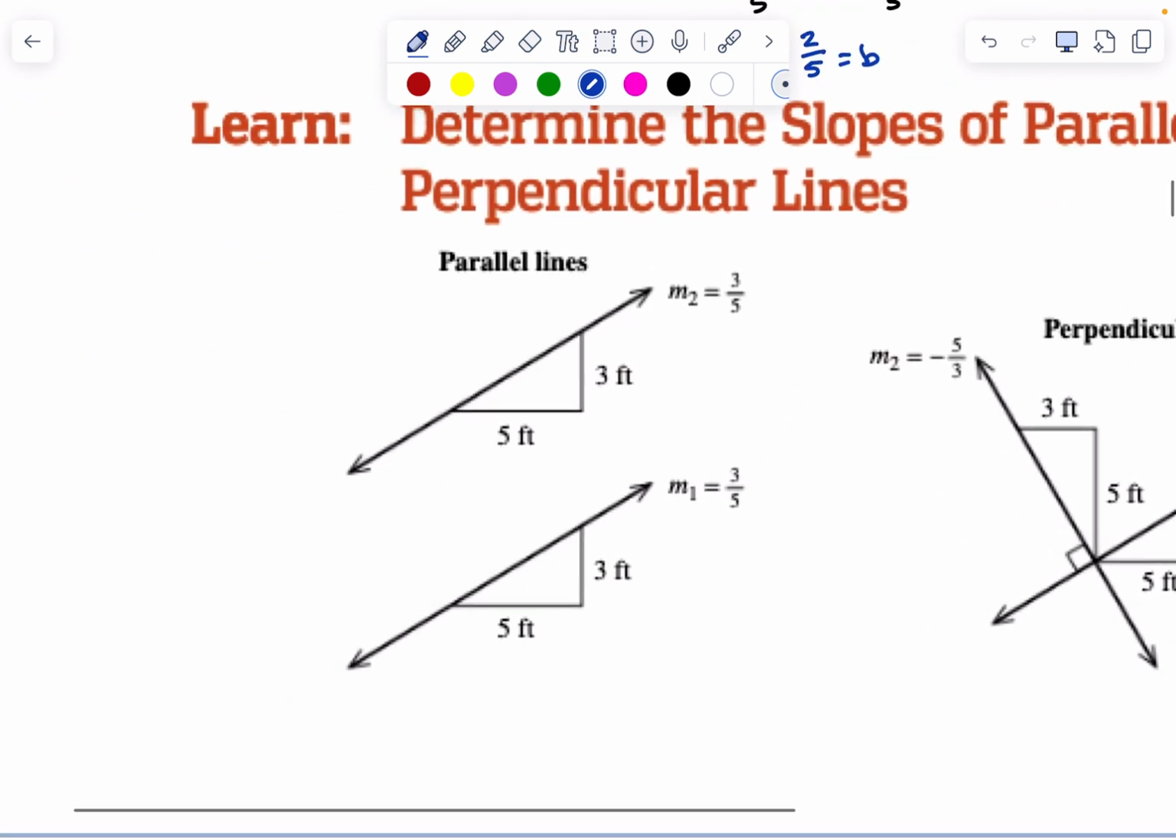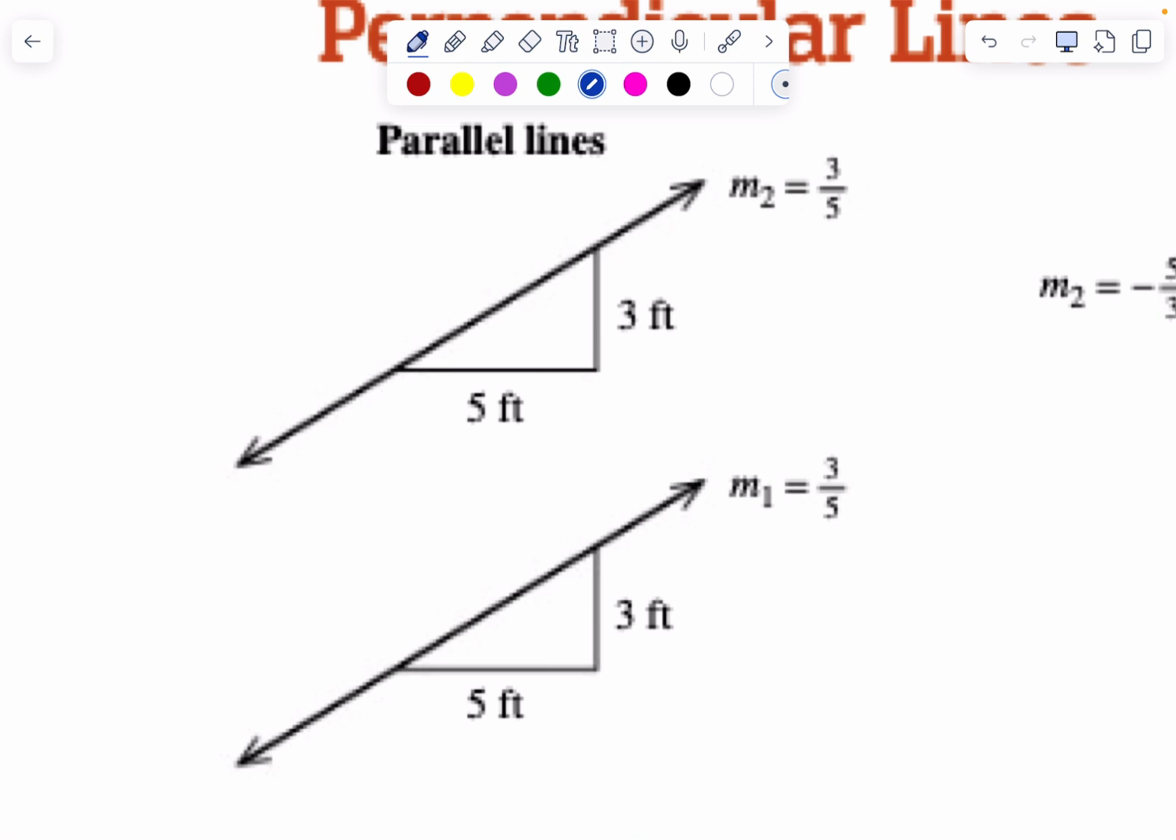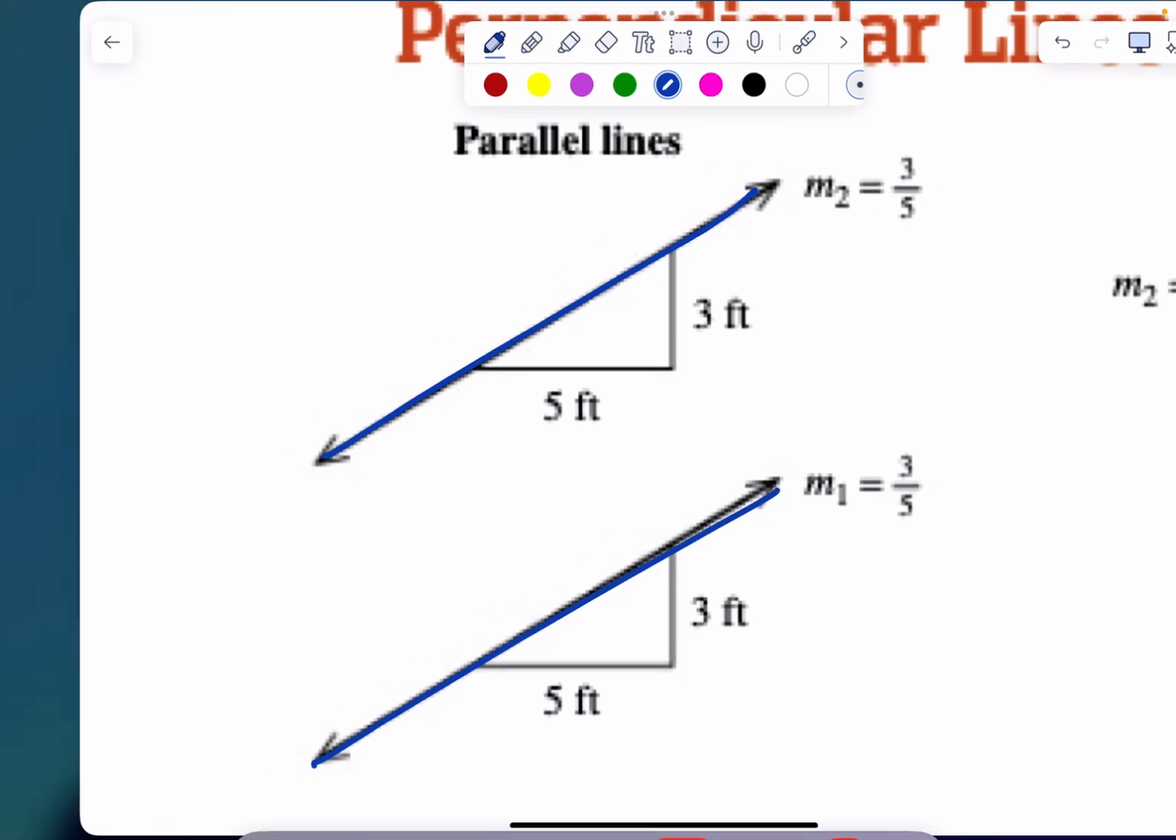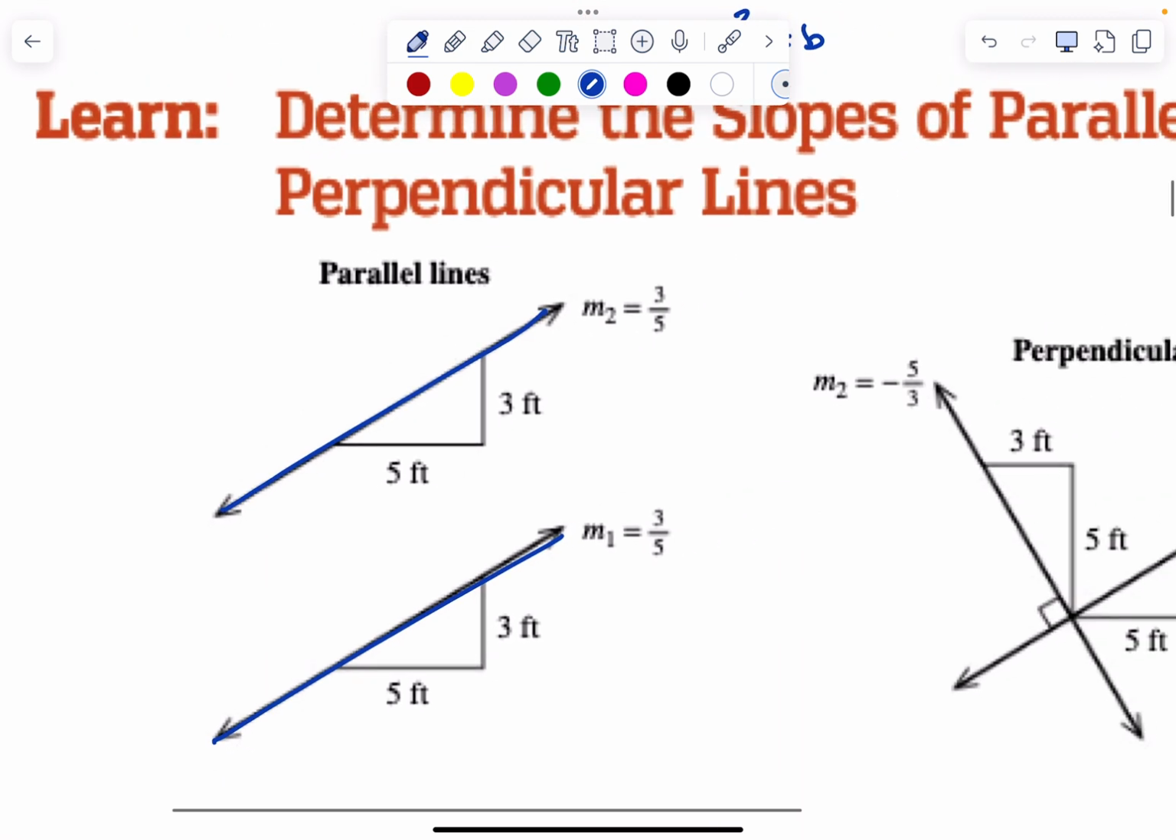Okay, parallel lines. Here are 2 lines that are parallel. Do you know what parallel means? Probably. 2 lines that are parallel have the same slope, right? So this one is sloping 3/5, up 3 over 5, up 3 over 5. They have to have the same slope if they are parallel lines.